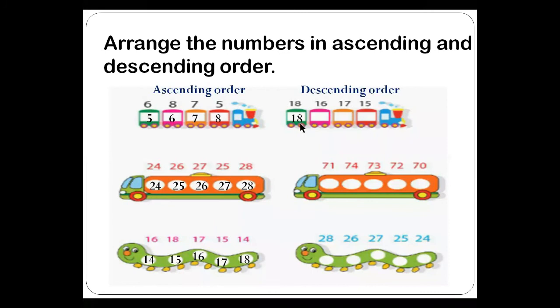Now descending order. Descending means write the numbers from big to small. So which number is bigger here? 18, then 17, 16 and 15. This is called the descending order. In the second row, we will write first the biggest number here, 74, then 73, 72, 71, 70. The last one, which number is bigger? 28, 27, 26, 25, 24.